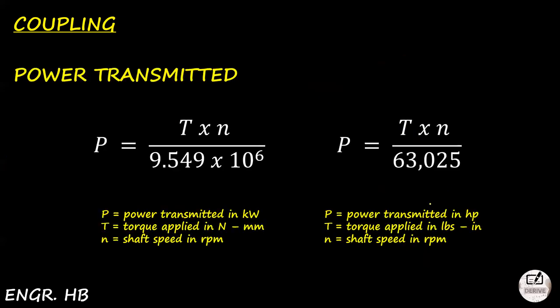And for the power transmitted, it is no different from shafting. The power is equal to torque multiplied by the shaft speed divided by some constant. So just take note of this, as it was already discussed in the previous chapters.